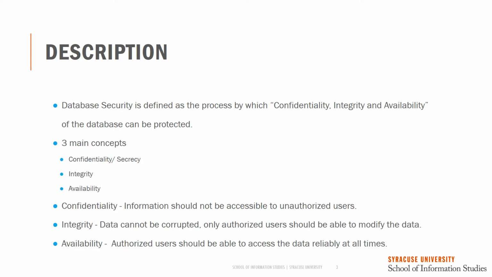Confidentiality means information should not be accessible to unauthorized users. It ensures that users are allowed to do the things they are trying to do. Integrity means data cannot be corrupt. Only authorized users should be able to modify the data. It ensures that what users are trying to do is correct. Availability means authorized users should be able to access the data reliably at all times.